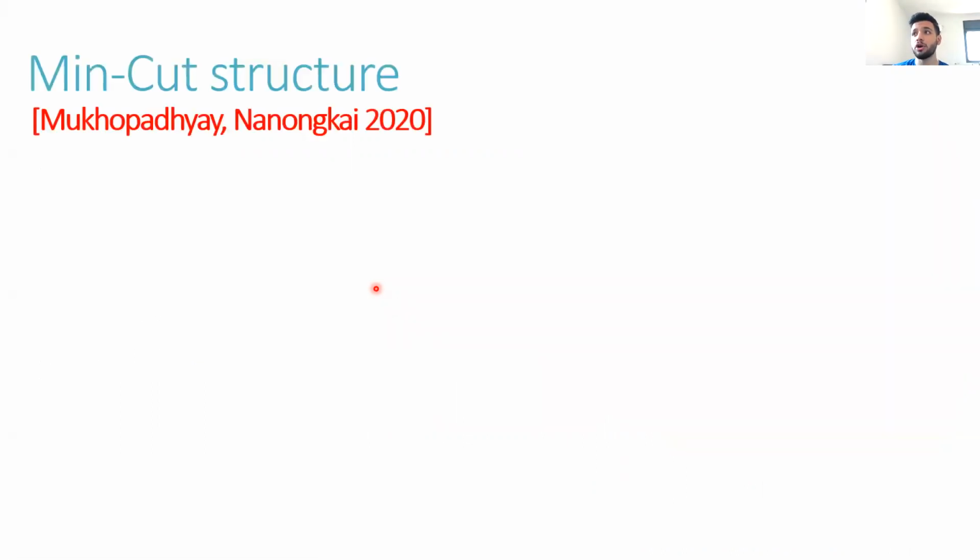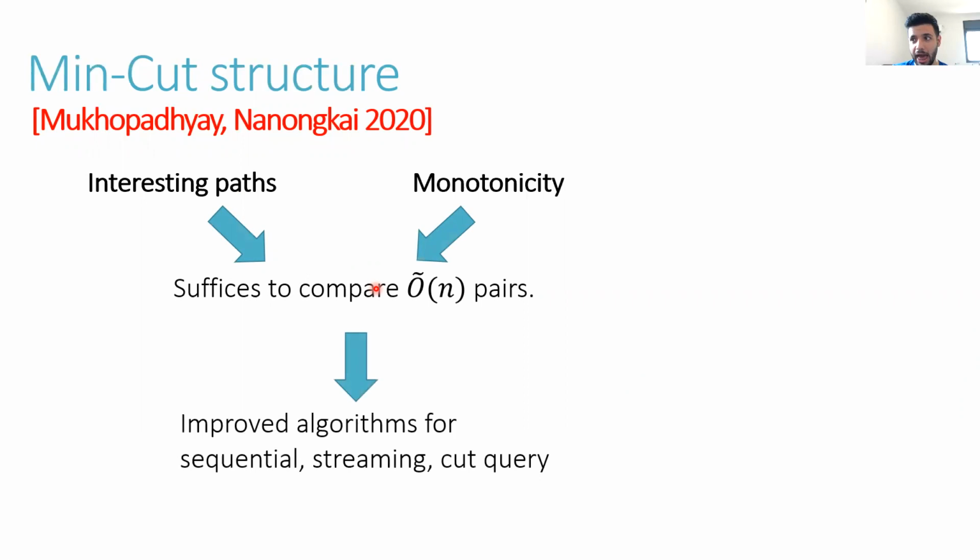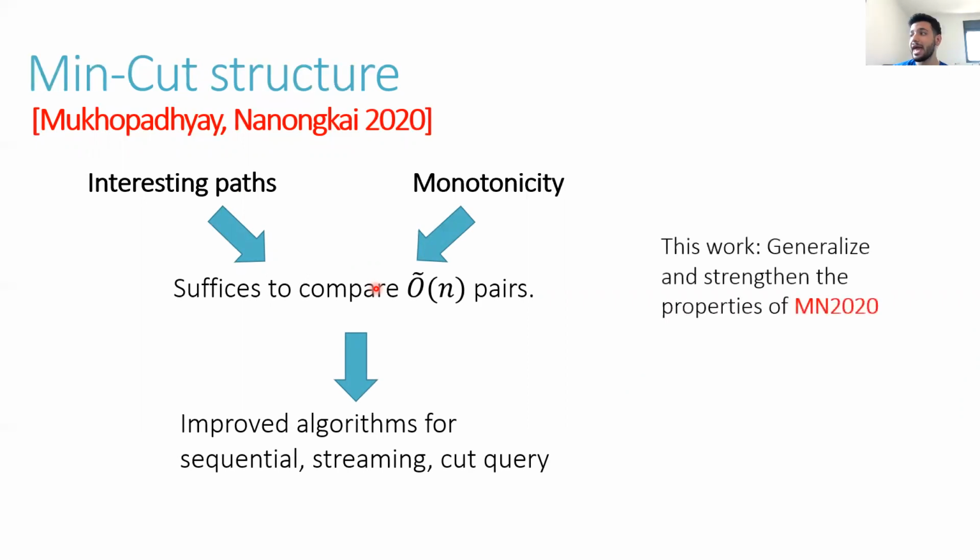And we start with the work of MN 2020, where they introduced the notions of interesting paths and monotonicity, with which they were able to show that it actually suffices to compare O(n) pairs in order to find the min two respecting cut, with which they were able to show improved algorithms for weighted min cut for the sequential, streaming, and cut query settings. But for distributed, this was not enough. And in this work, we generalize and strengthen the notions and properties that they defined in order to devise our algorithm. And we start with interesting paths.